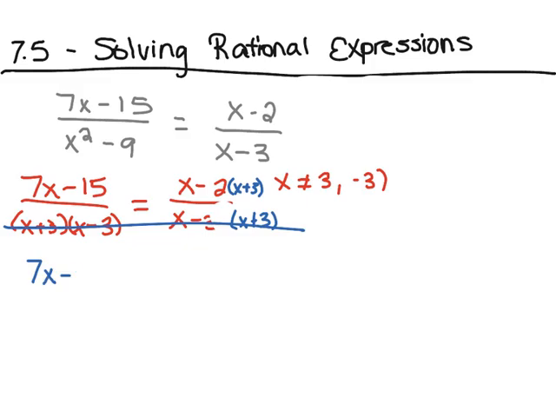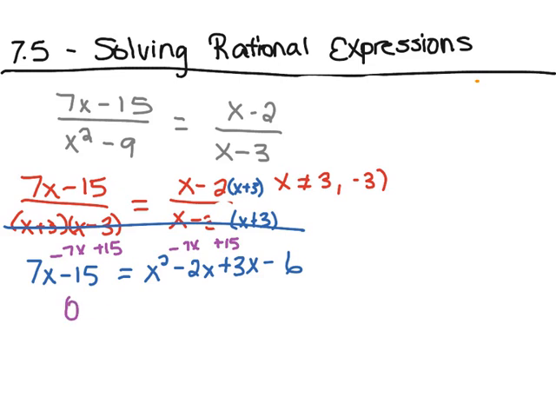So we have 7x minus 15 is equal to x squared minus 2x plus 3x minus 6. We're going to move it all to one side, so we're going to subtract 7x and add 15. So we have 0 is equal to x squared. Negative 2 plus 3 is positive 1. Subtract negative 7 is negative 6x. And 15 minus 6 is 9.